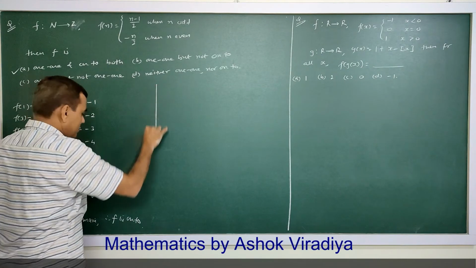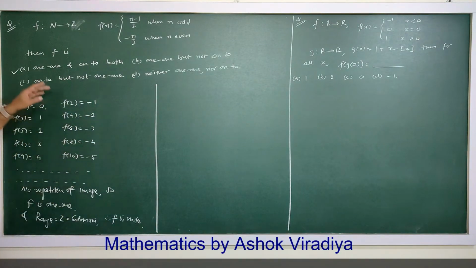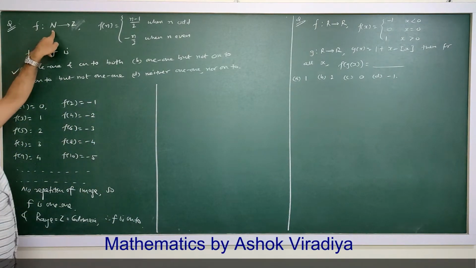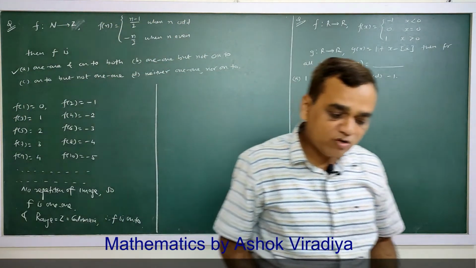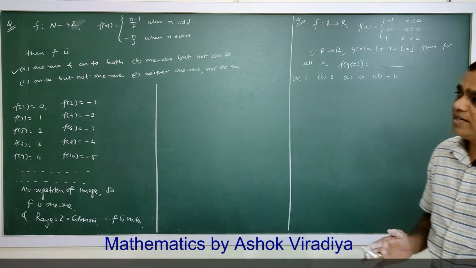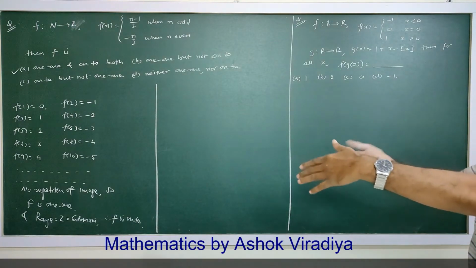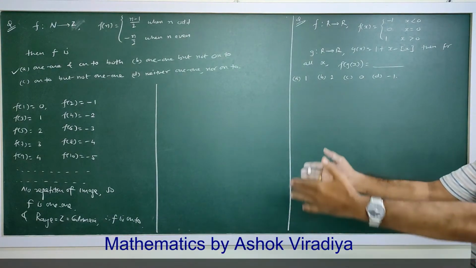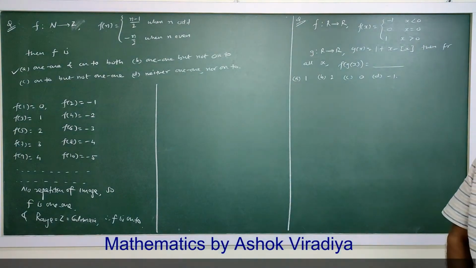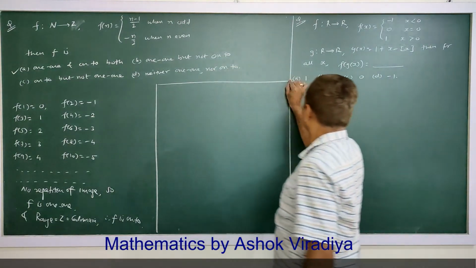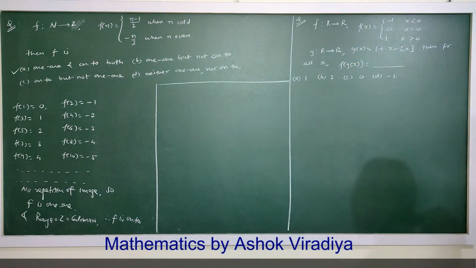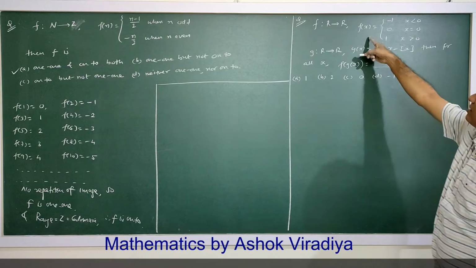So whenever the domain is N, any function having a domain N or a set of integers, then in the case of MCQ, this is the best way to check one-oneness and onto-ness. Now here, in this question, the function is from R to R.